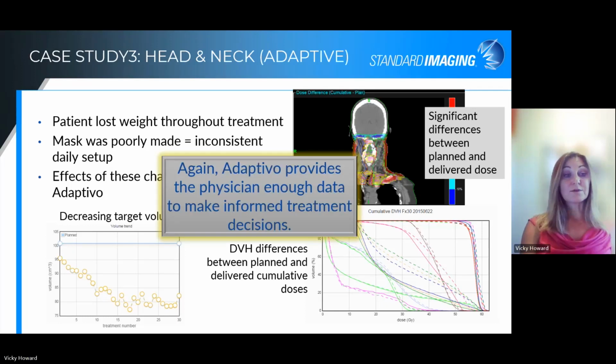So it really helps with the early triggers for adaptive therapies, so you can make sure that your quality of dose delivery is optimized throughout the entire course of treatment.